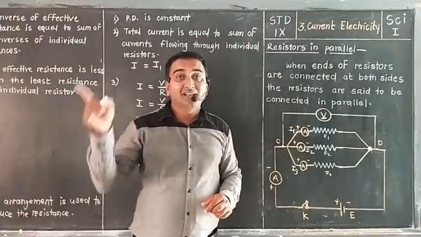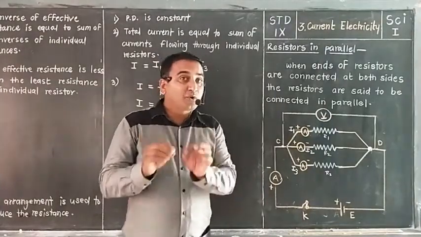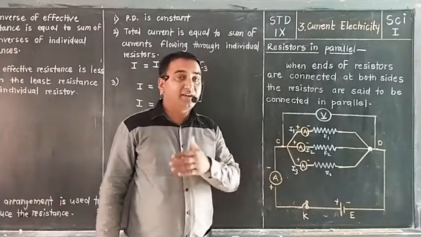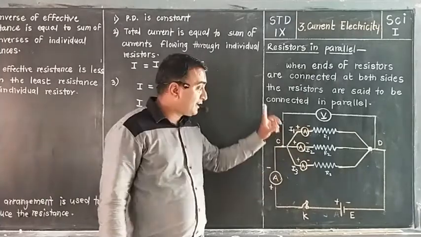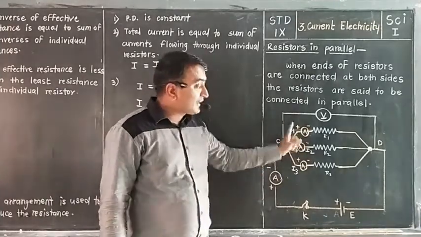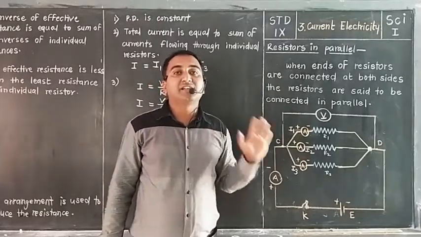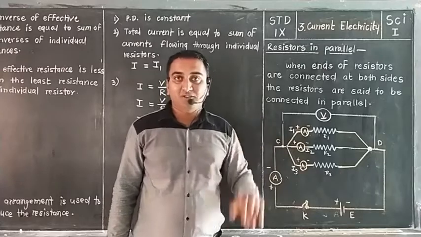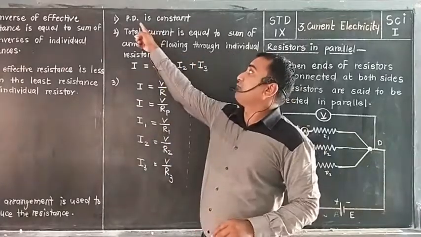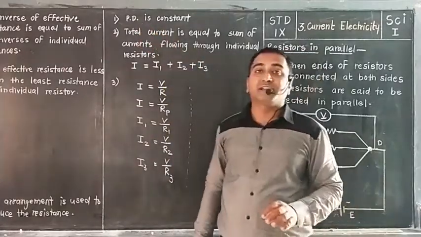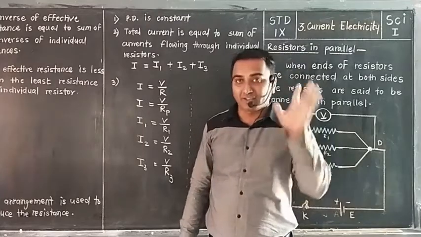In series, current is constant, potential difference gets changed. But here in parallel, current gets changed but potential difference remains the same across the 3 conductors or resistors. And so the first point we are learning here is that potential difference is constant in parallel connection.